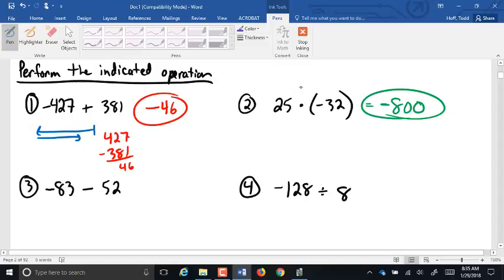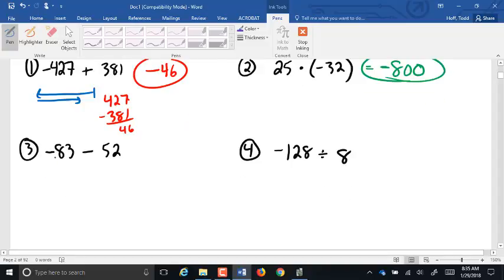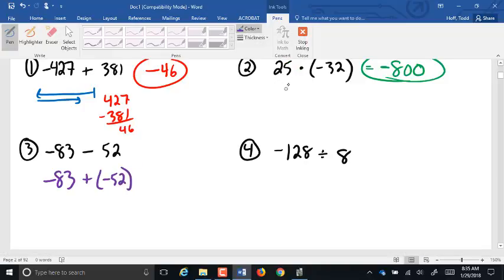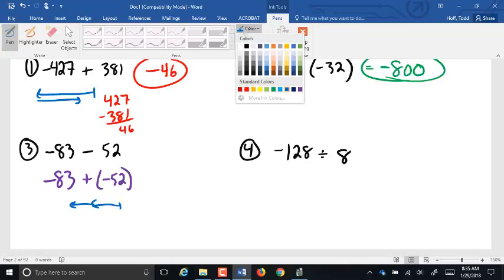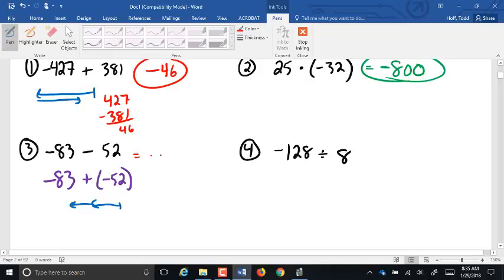Number three, since that's subtraction, we are going to convert it into addition. So the negative 83 doesn't change. Minus 52 becomes plus a negative 52. So now our vectors, we've got negative 83, negative 52 goes the same direction. So it's obviously negative, and since both vectors go the same direction, we combine, we add the absolute values to give us 135. So it's negative 135.